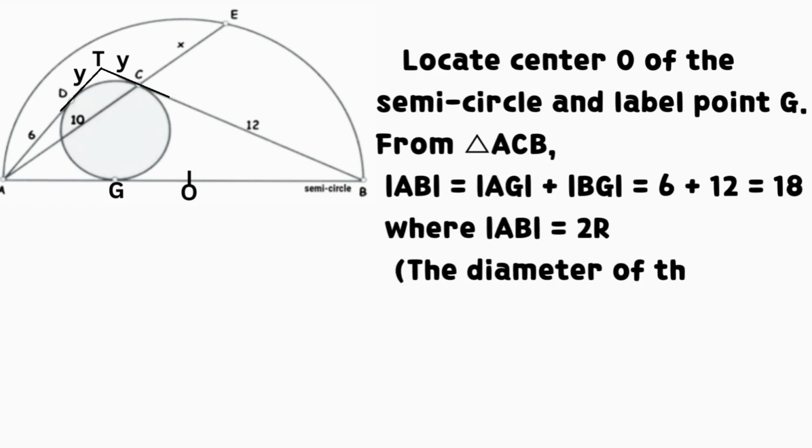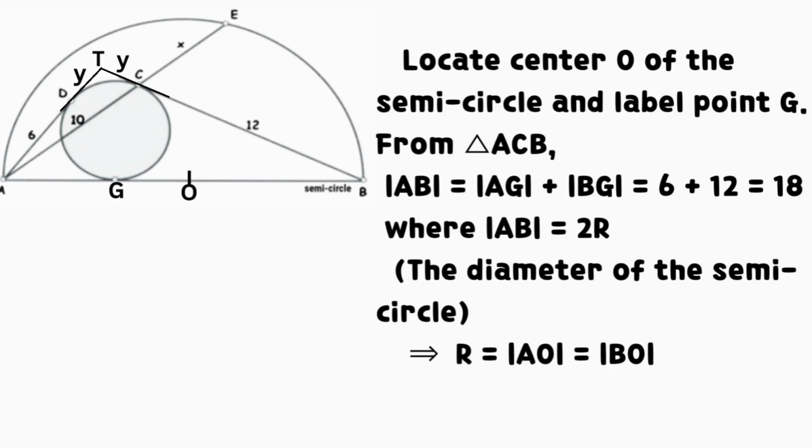Locate center O of the semicircle and label point G. From triangle ACB, line AG equals the sum of 6 and 12, which equals 18. Line AB equals 2 times R. It is the diameter of the semicircle. It means that R, the radius of the semicircle, equals 18 divided by 2, which equals 9 units.